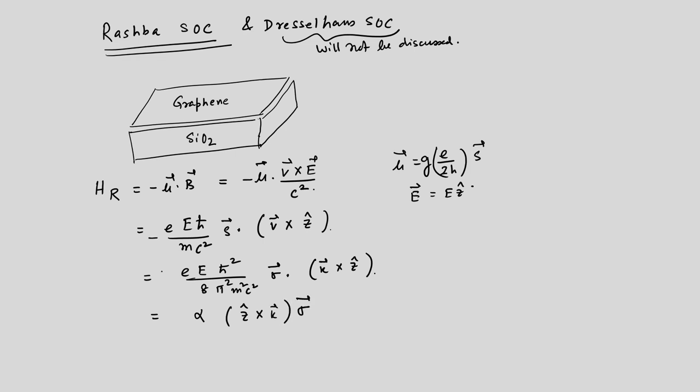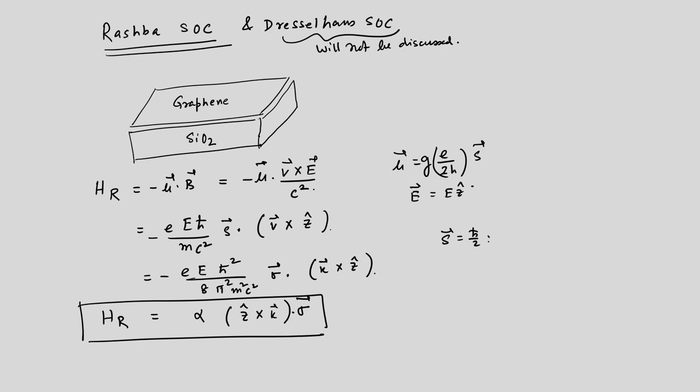There was a minus sign here, and I have changed the sign in the last step. So this is the form of the Rashba spin orbit coupling. It looks like a vector coupling, but it's not, because Z cap cross K will be a vector, and then dot it with the Pauli matrices. So we have used S is equal to h cross by 2 sigma as well. So that's how it is written in terms of the Pauli matrices.